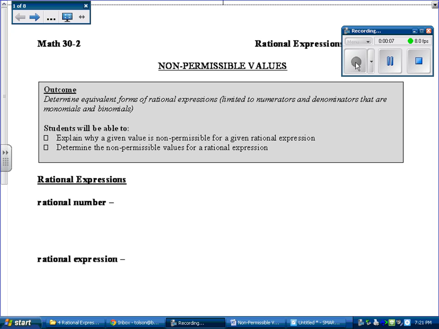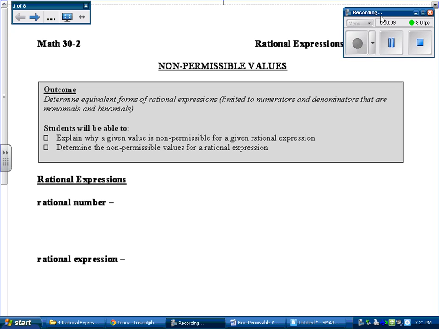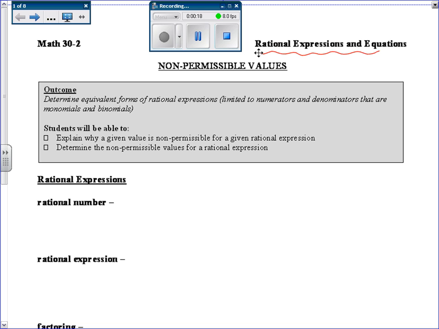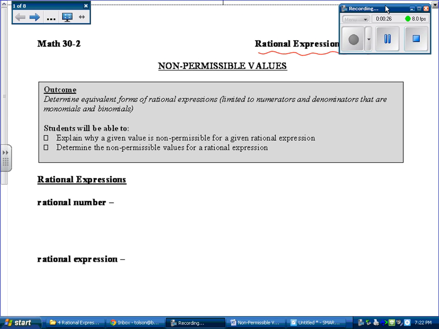This is your recorded lesson for today, which should be Wednesday, October 23rd. We're starting a new unit, and the unit that we're starting today is rational expressions and equations. I have photocopied the outline of the notes for you, so you should have a copy of those. And you should have your new unit outline, which is yellow.